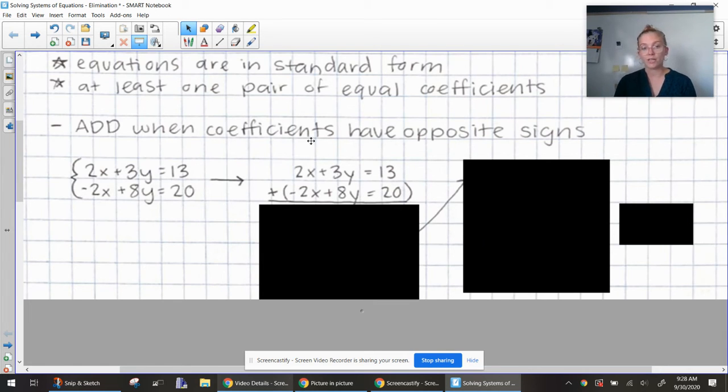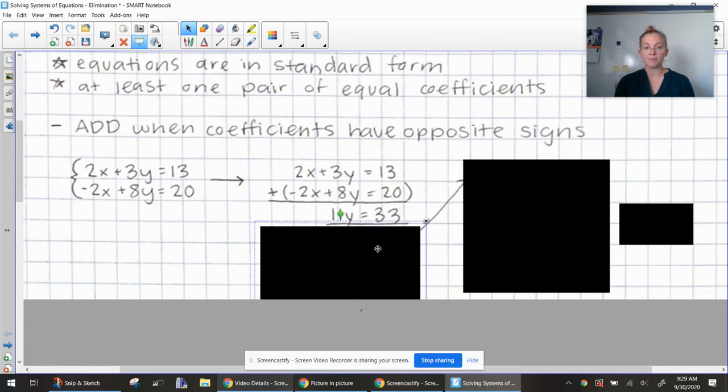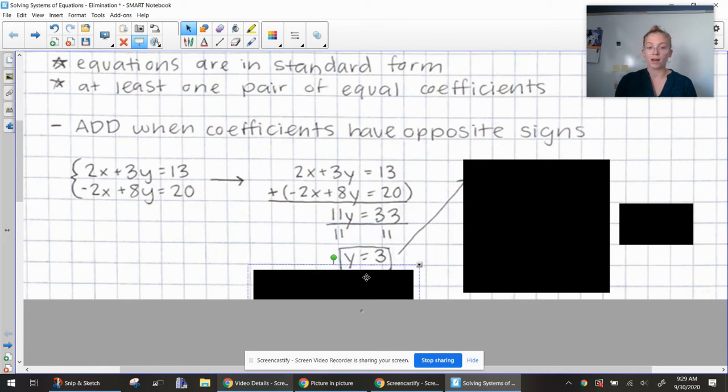When I add these equations together, we're literally adding them vertically. 2x plus negative 2x is 0x. 3y plus 8y is 11y. And 13 plus 20 is 33. We'll now solve for y by dividing both sides of the equal sign by 11, and we end up with y equals 3.